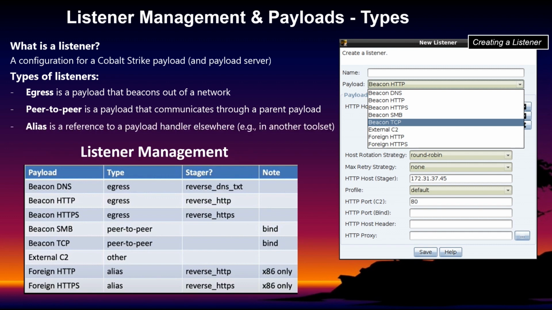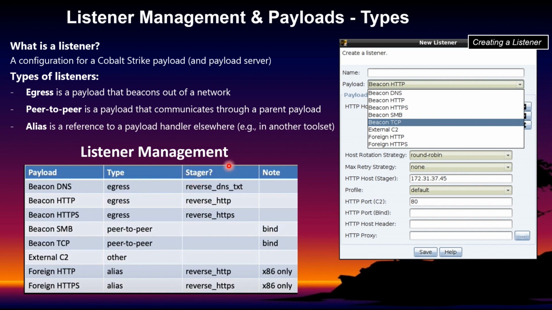And the last one is alias. It's a reference to a payload handler elsewhere in another toolset, for example Metasploit, as Cobalt Strike is compatible with Metasploit. So we can use a payload handler from the Metasploit framework. That's why it says foreign. This is the external command and control. That's why it's called foreign. It's alias.